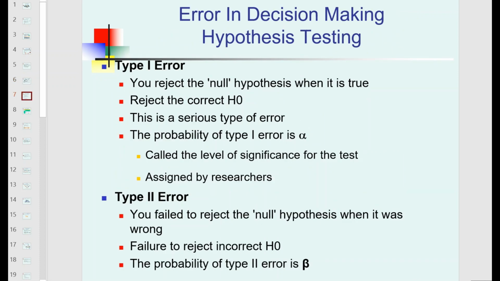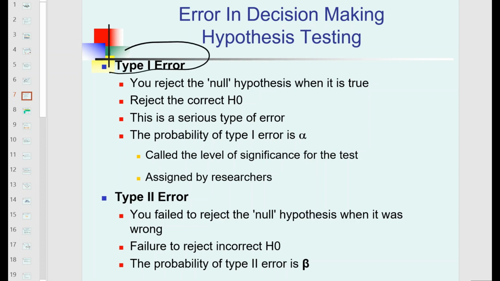So these are the errors that are usually involved in decision-making in hypothesis testing. As I said to you, when you do hypothesis testing, it involves a decision whether to reject or do not reject your H null. So what is a type 1 error? We have two types here.